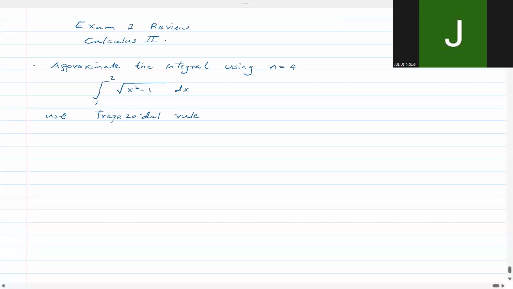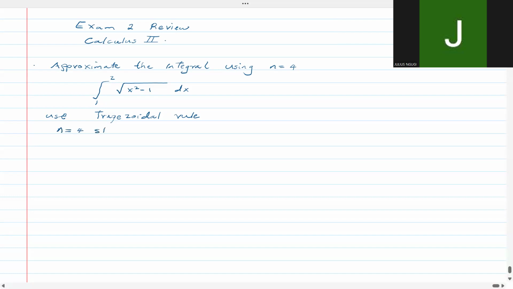So welcome to exam 2 review for calculus 2. So we start with: approximate the integral using n equals 4. And the integral is the integral from 1 to 2 of the square root of the function x squared minus 1 with respect to x. They're using the trapezoidal rule. So the thing we need to remember here is that n equals 4.